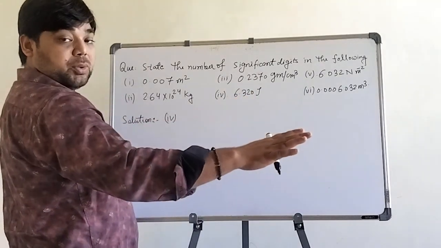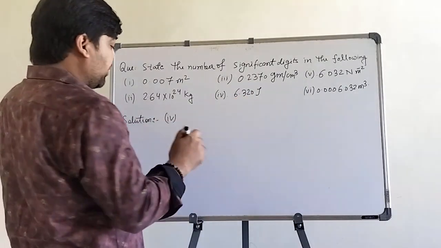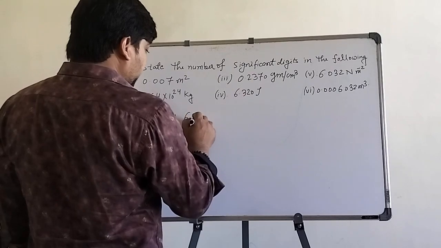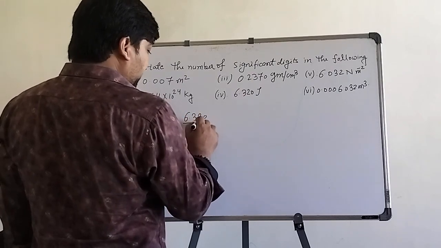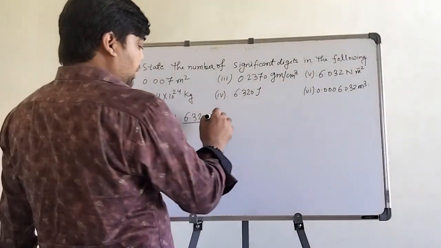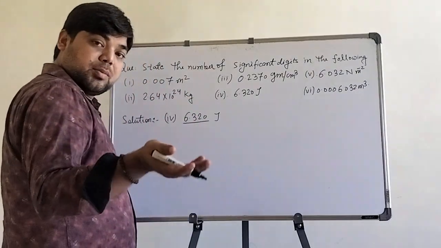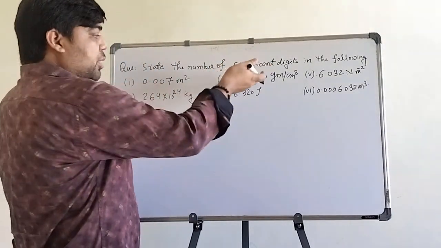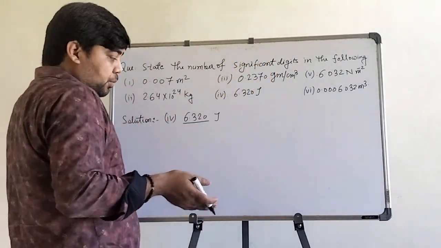6.320. The same rule. It is very straightforward. So how many significant digits are there? 6320. All are significant, right? Just using the same rule which I discussed just before in the third one.